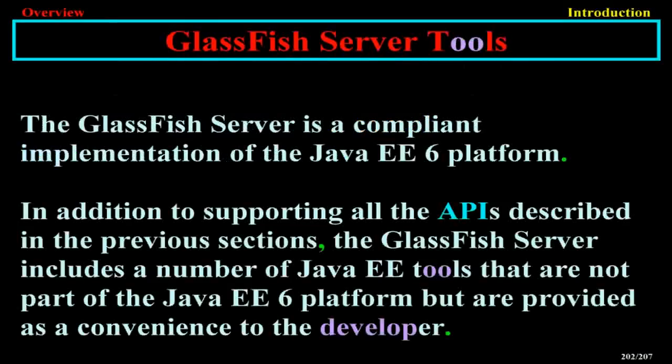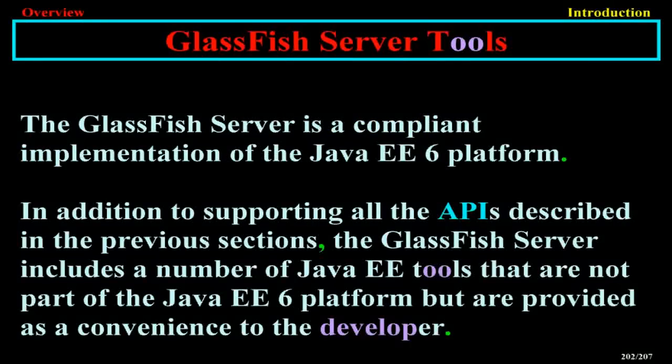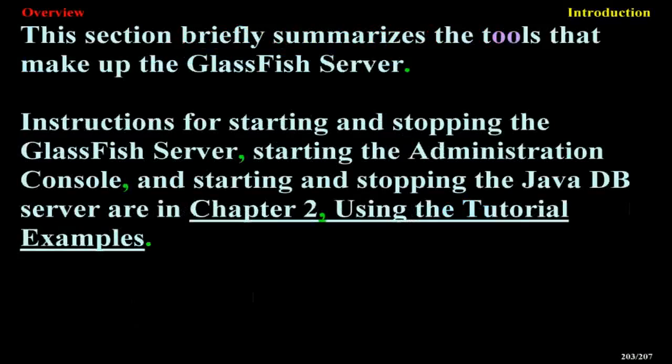GlassFish Server Tools. The GlassFish server is a compliant implementation of the Java EE 6 platform. In addition to supporting all the APIs described in the previous sections, the GlassFish server includes a number of Java EE tools that are not part of the Java EE 6 platform but are provided as a convenience to the developer. This section briefly summarizes the tools that make up the GlassFish server. Instructions for starting and stopping the GlassFish server, starting the Administration Console, and starting and stopping the JavaDB server are in Chapter 2, Using the Tutorial Examples.